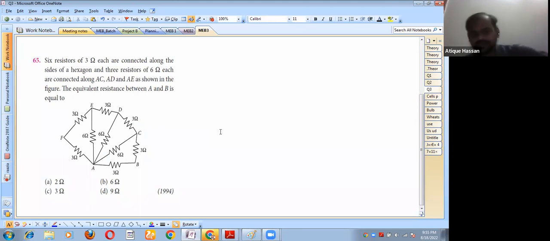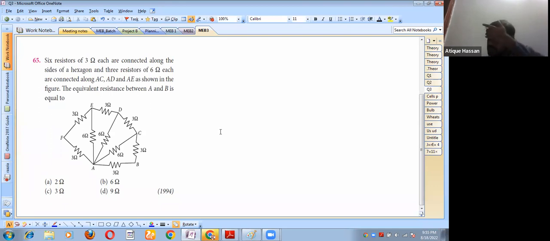Any idea from anyone how to solve this question? Okay, let us see. I will give you a brief on how to solve this question. Then you will understand how to apply the formula or the concept of series and parallel for solving questions.